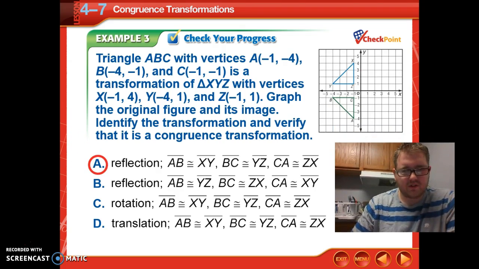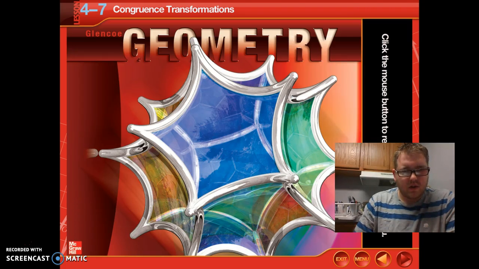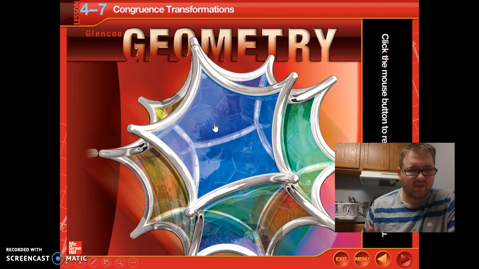So hopefully you chose A and saw that when you graphed it, it is indeed a congruence transformation, and it's a reflection of R. And that is actually going to conclude today's lesson. Hopefully kind of brief, kind of straightforward for you. And there's one more lesson of this chapter before we're complete.